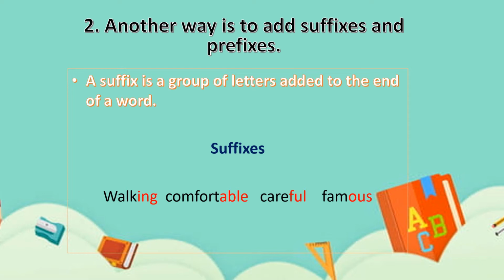Another example, comfortable. The stem is comfort, and we add able at the end. The third example is careful. The stem is care, and we add ful to the end of the word. The last example, the stem is fame, and here we delete the letter e at the end of the word fame and add the suffix ous, so it becomes famous.